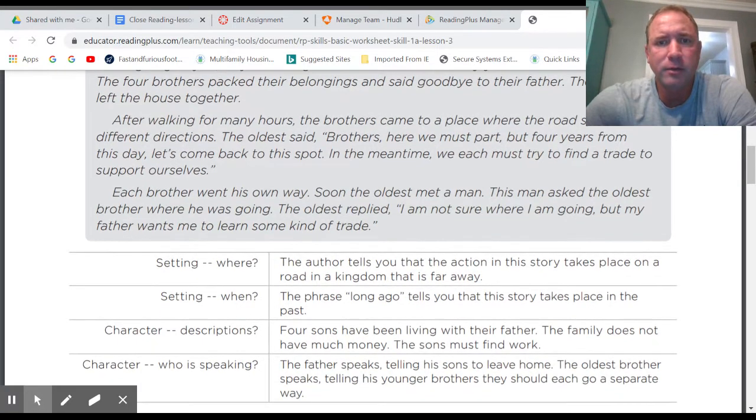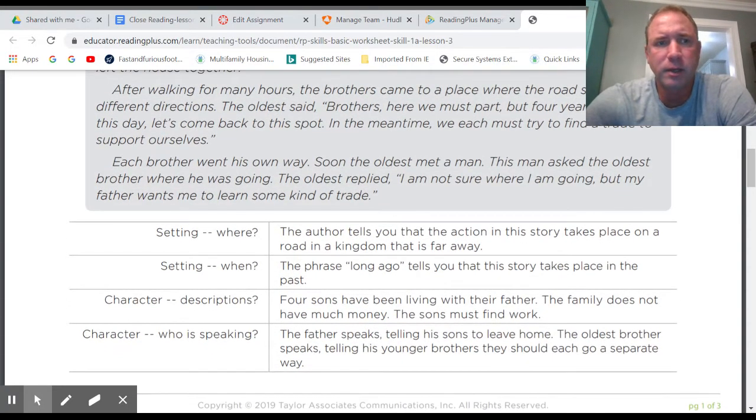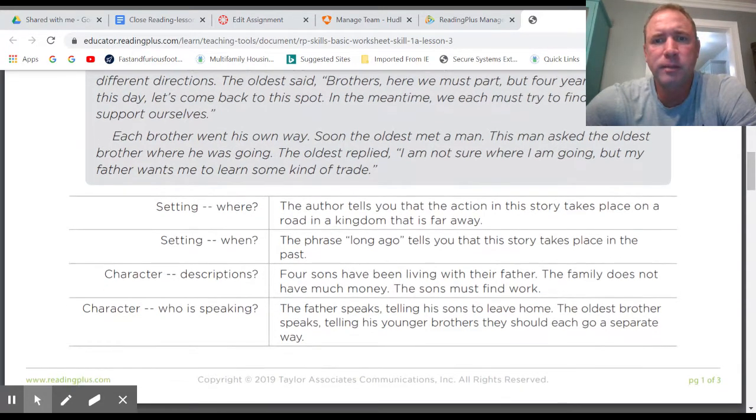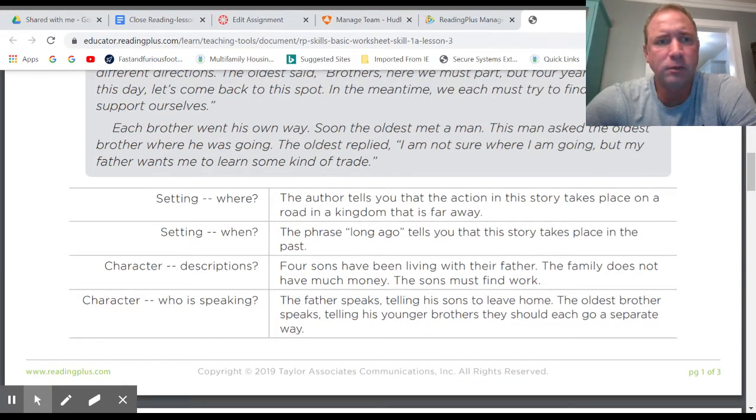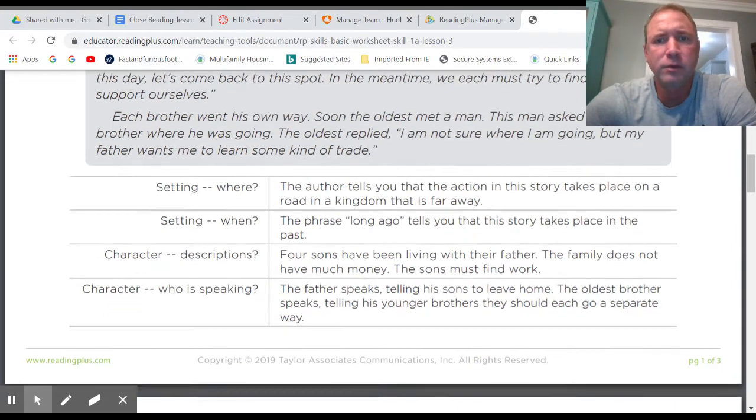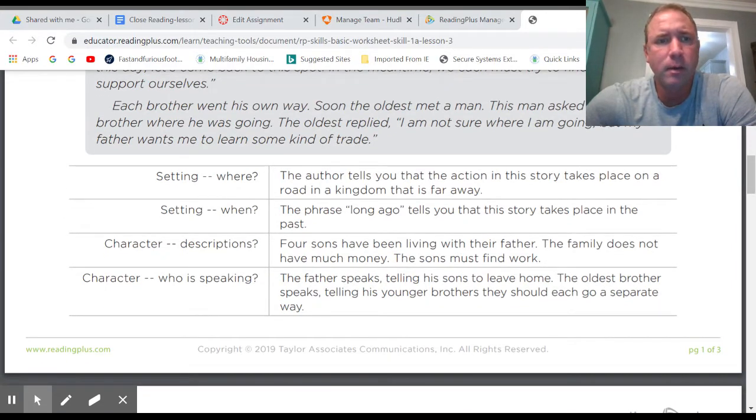After walking for many hours, the brothers came to a place where the road split in 4 different directions. The eldest said, "Brothers, here we must part. But 4 years from this day, let's come back to this spot. In the meantime, we each must try to find a trade to support ourselves." Each brother went his own way. Soon the oldest met a man. The man asked the oldest brother where he was going. The oldest replied, "I'm not sure where I'm going, but my father wants me to learn some kind of trade."